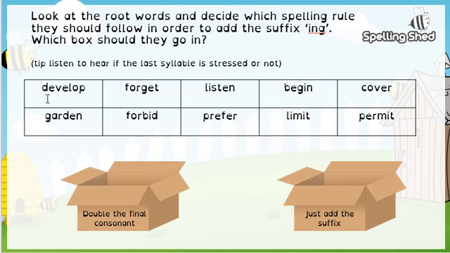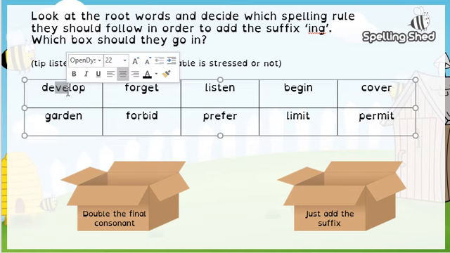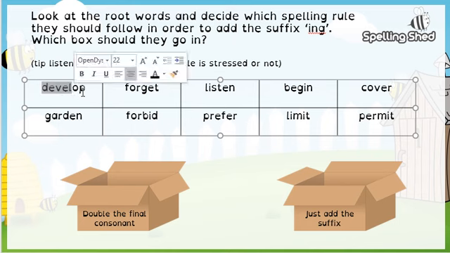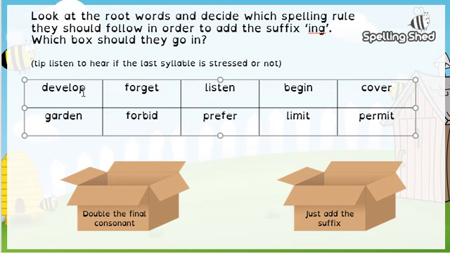Develop. Well, actually, for develop, it has three syllables. De, ve, and lup. So develop. Actually, my ve sound is where I go up in pitch, so that's my stressed. So I don't have to add another consonant at the end because my stressed syllable is in the middle, and my lup at the end is an unstressed syllable. So actually, I would put that in this box, and I just add the ing.